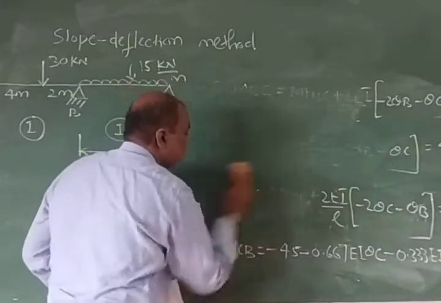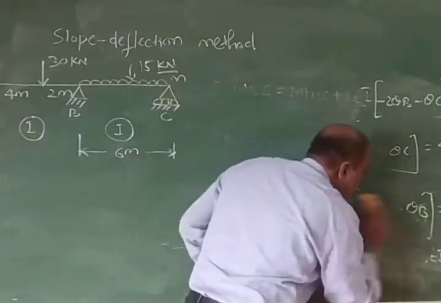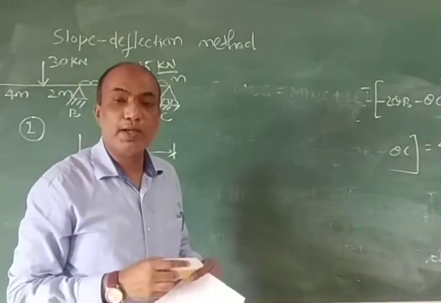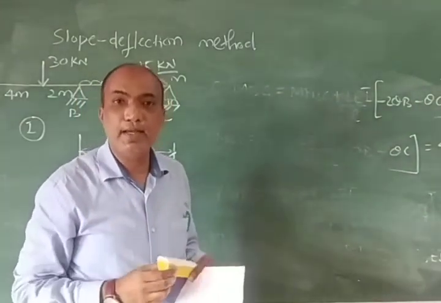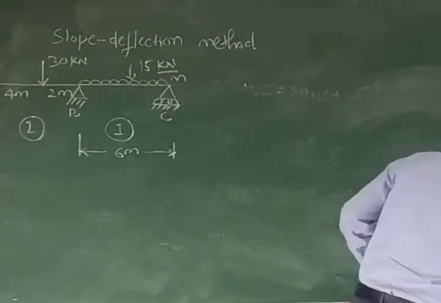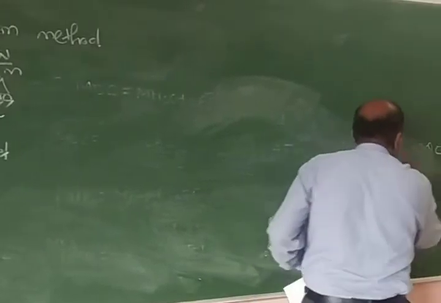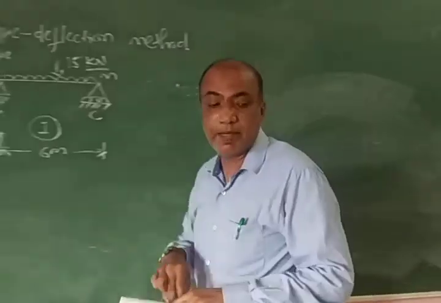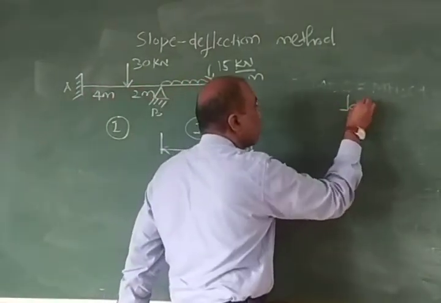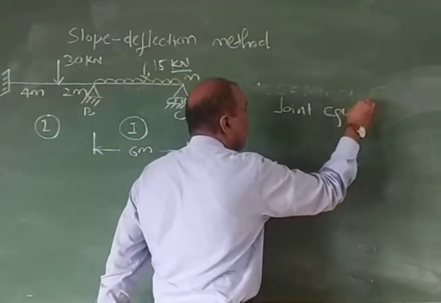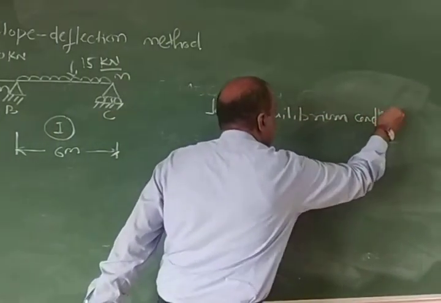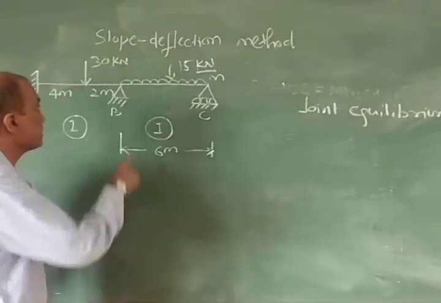Now having done this, the very important step is, if you look at all these 4 equations, how many unknowns are there? Only 2 unknowns. What are those? EI theta B and EI theta C. So how to solve these unknowns? We have to write down joint equilibrium conditions. What are joint equilibrium conditions?